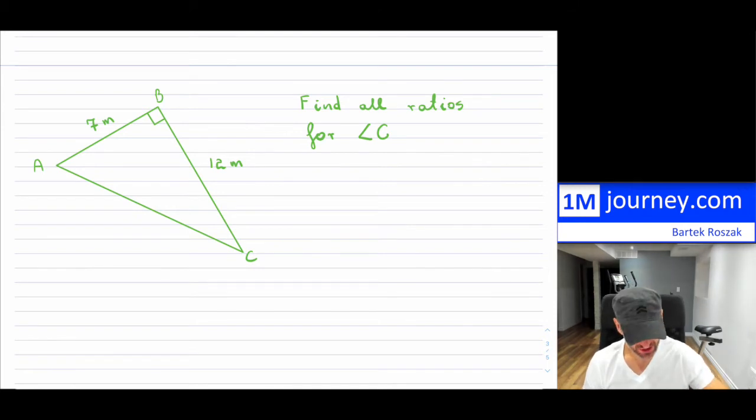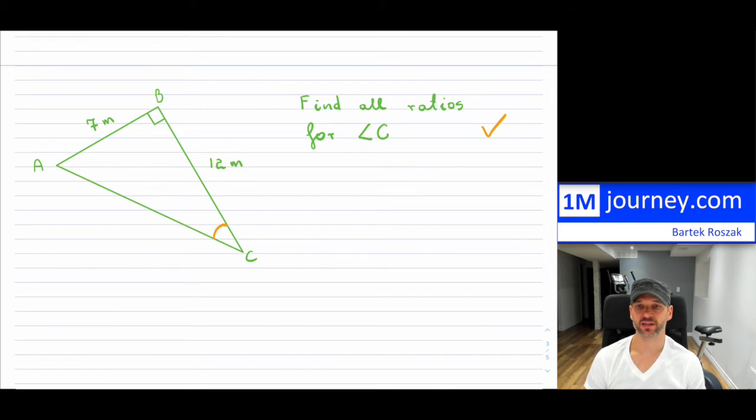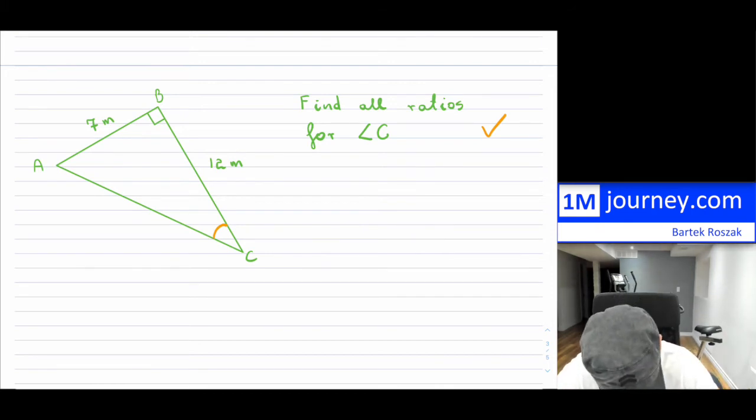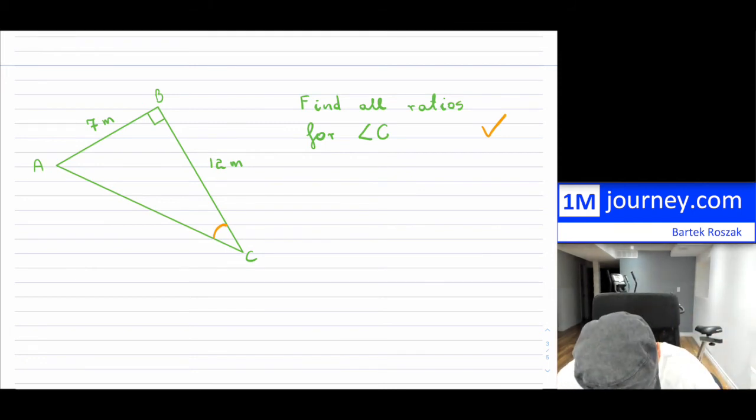And now they ask us to find all the ratios with respect to the angle C, which would have been right here. So that's the angle that we see there. Now, what are all the different ratios that we have? I'll drop the angle sign and just write C. So we can have cos of C.